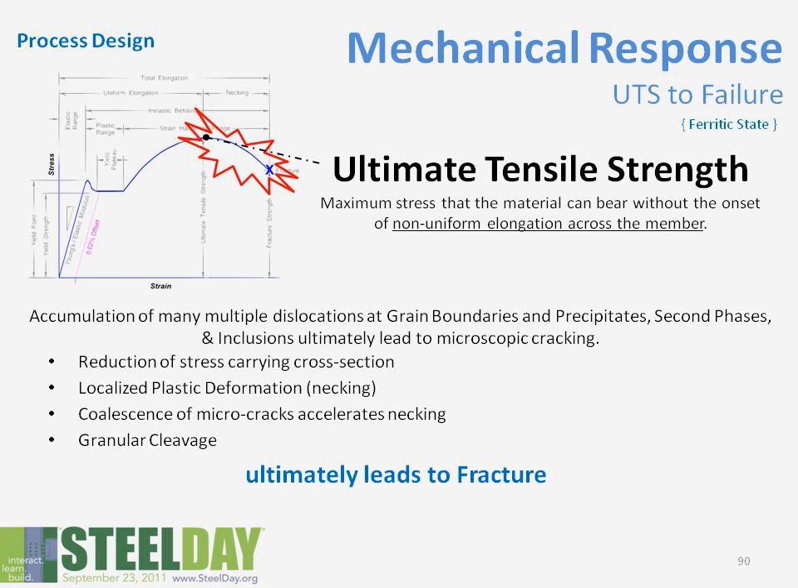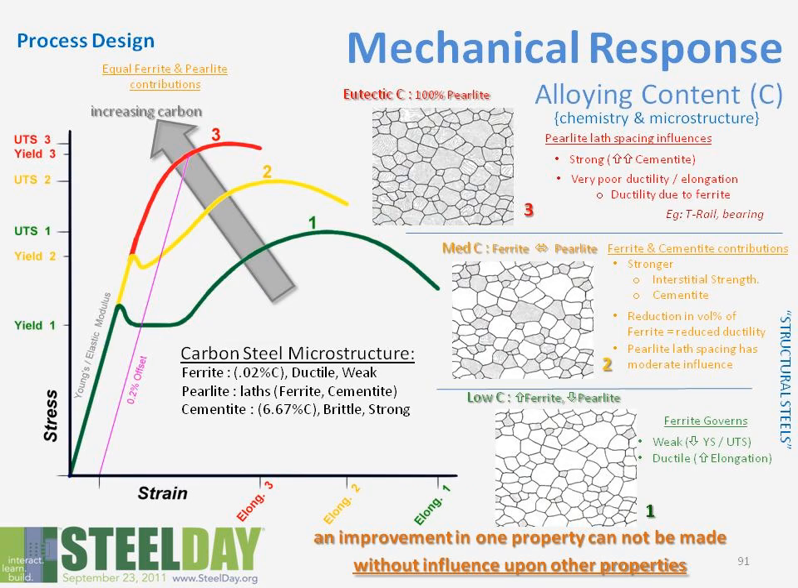where this buildup of dislocations and vacancies coalesce and lead to microscopic cracking. So you end up with a reduction of cross-section area. You get localized plastic deformation and necking. Ultimately, these micro cracks coalesce into larger cracks. This accelerates the necking and ultimately leads to failure. So those are the strengthening mechanisms.